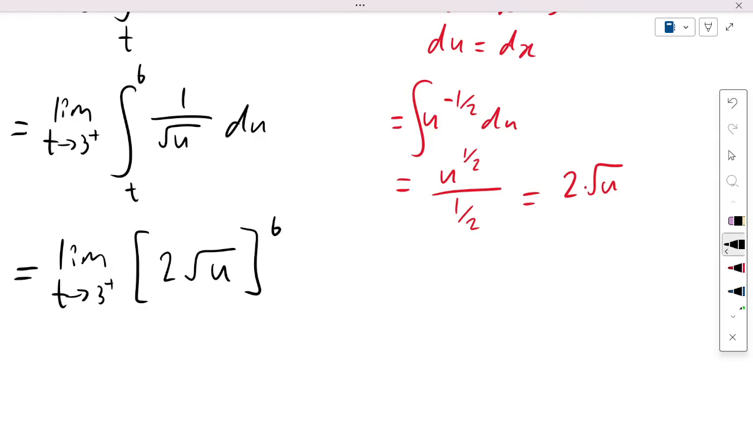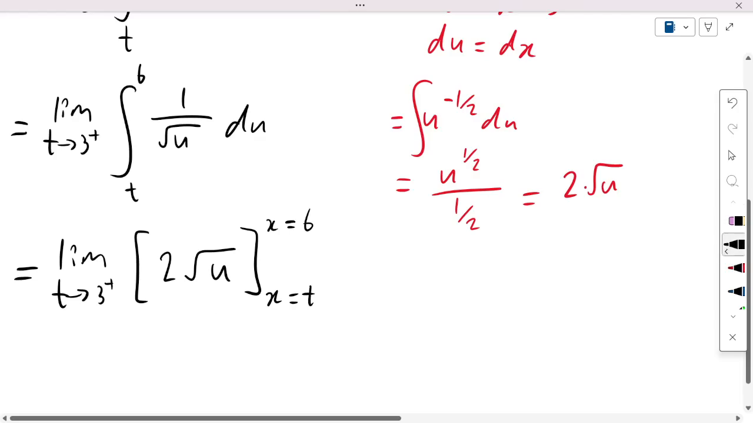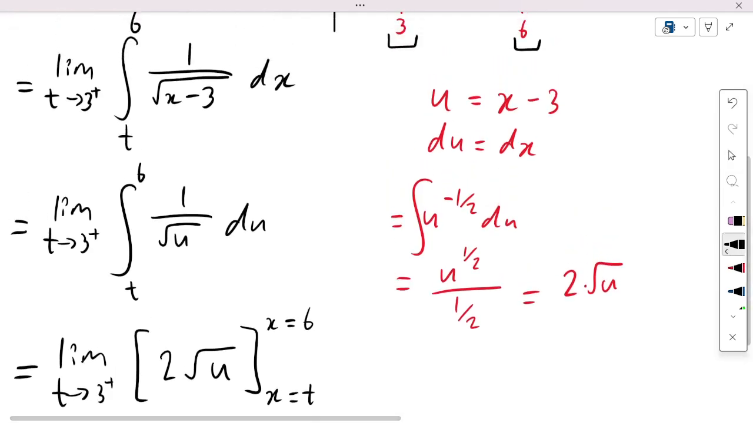And what do we notice? This is x equal to t, and x equal to 6, because we haven't found our new limits, right? And we can't evaluate because we have u. But what do we remember u is equal to? We can now replace our u with whatever we made it equal to, which is x minus 3. Isn't that amazing?